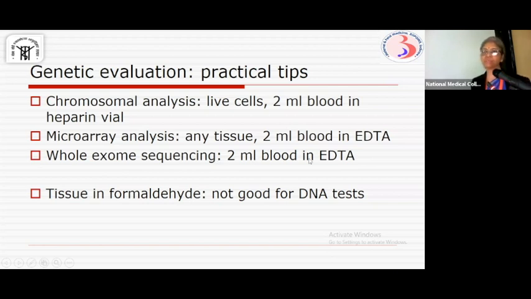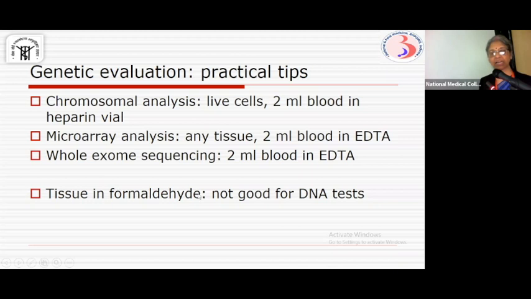If the patient comes in the middle of pregnancy, then you can test one of the couple first. If the previous child is not alive, you test one of the couple. If the previous child is alive, it is always better to test the affected child first. If not, then you can go ahead and do whole exome sequencing of one of the couple. Once that abnormality is identified, then the other partner can be tested.